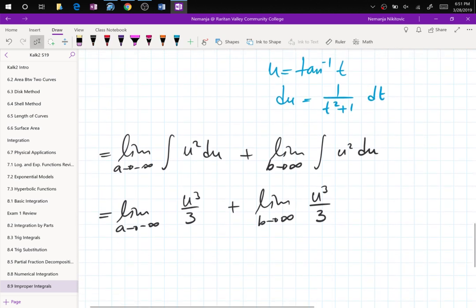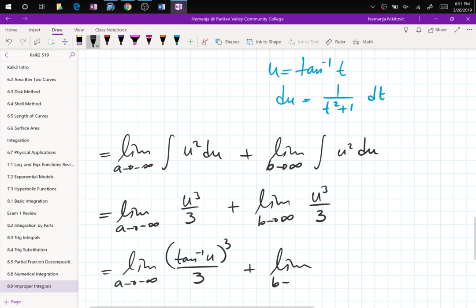Now u is inverse tangent, so limit a goes to negative infinity of inverse tangent of t cubed, plus limit b goes to infinity of inverse tangent, sorry, these are not u's, these are t's, cubed over 3. Now the first one was from a to 0, and the second one is from 0 to b. There we go.